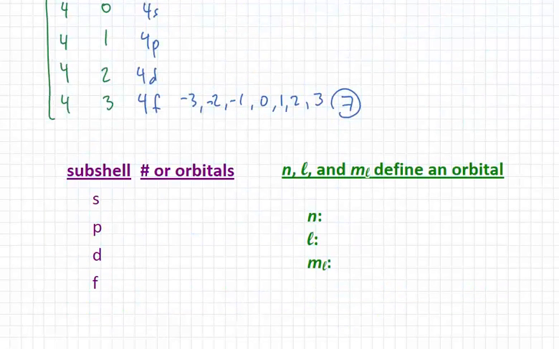So let's summarize. Subshell, number of orbitals. If we're in an S, that's spherical, and a sphere only points one way. P, how many? 3. D? 5. F? 7.